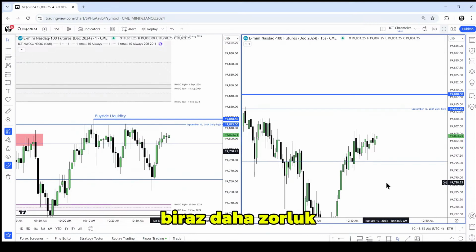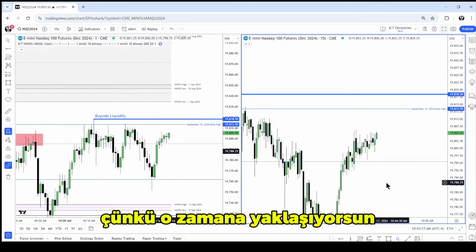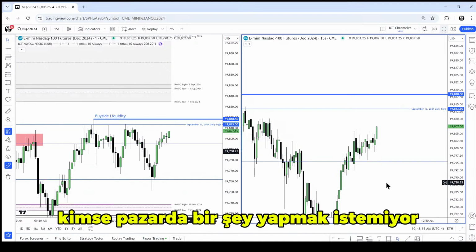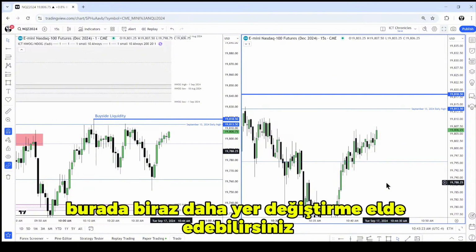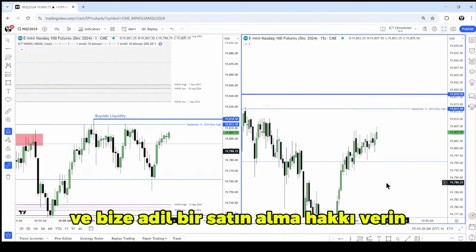because you could probably be met with a little bit more difficulty, because you're getting closer to the time when absolutely nobody wants to do anything in the marketplace. All right, so hopefully you can get a little bit more displacement here on that candle and give us a fair value gap.